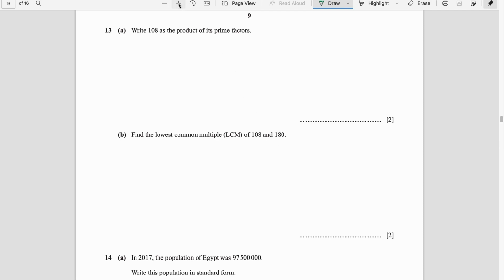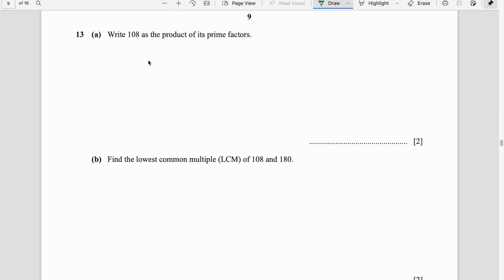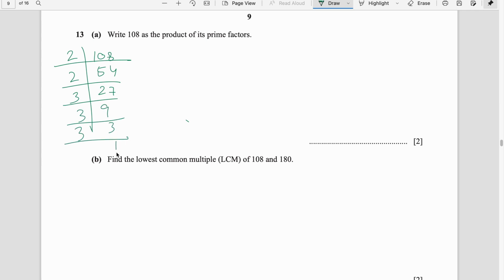Question number 13. Write 108 as a product of prime factors. So simply take the LCM. 2, 54; 2, 27; 3, 9; 3, 3; 3, 1. So it is 2 squared times 3 cubed.